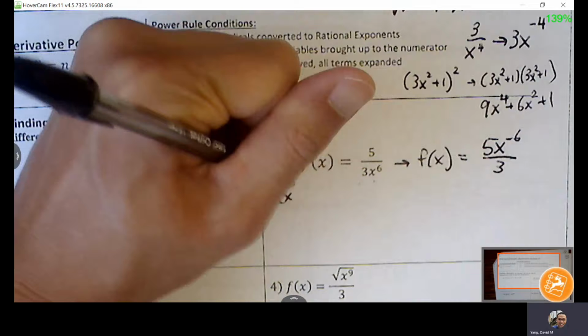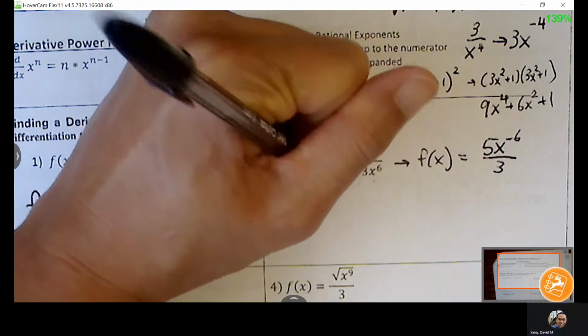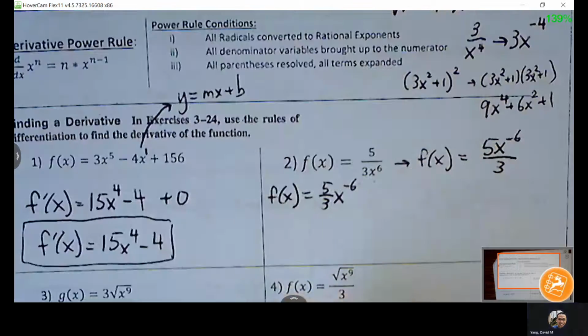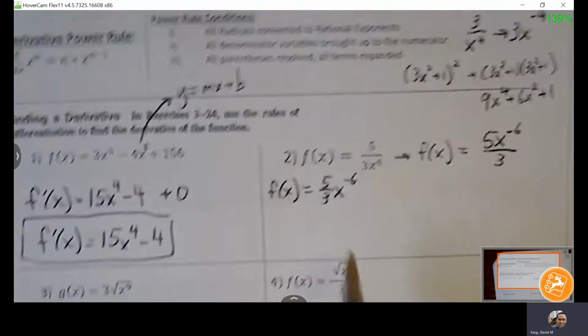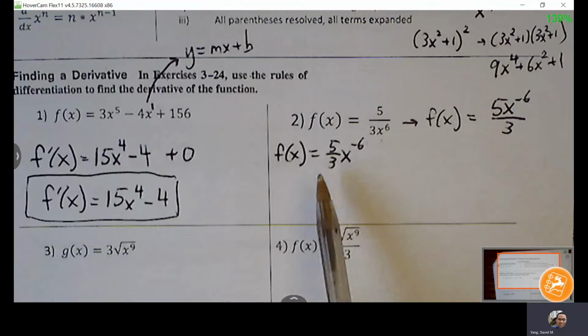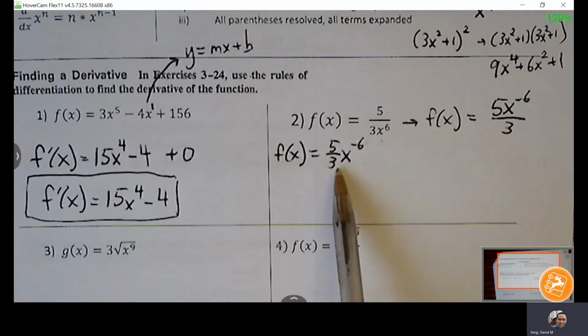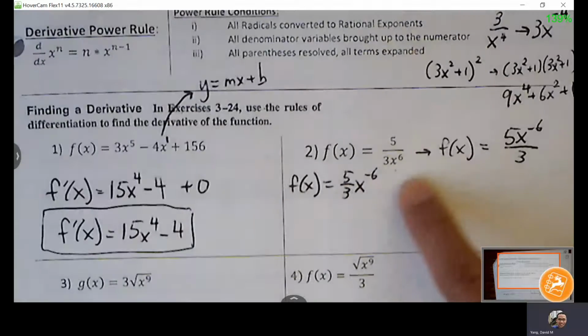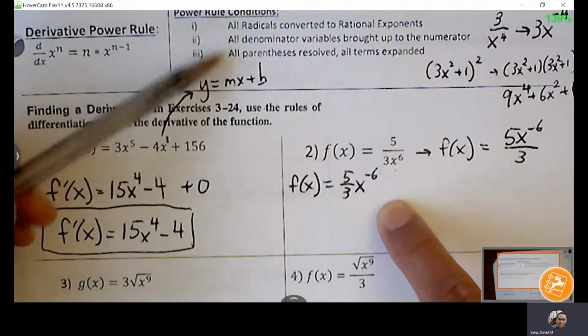So I'm going to rewrite it as f of x equals 5/3 x to the -6. Okay, these mean the same thing, but just in general, students tend to feel a little bit more comfortable with this because then that 3 is in front and doesn't mess with what you're doing with power rule. That makes sense. Okay, so now ready for power rule because all of our conditions have been met.